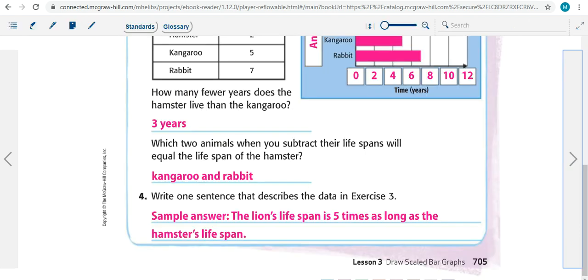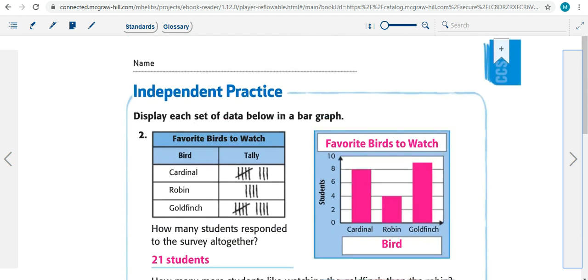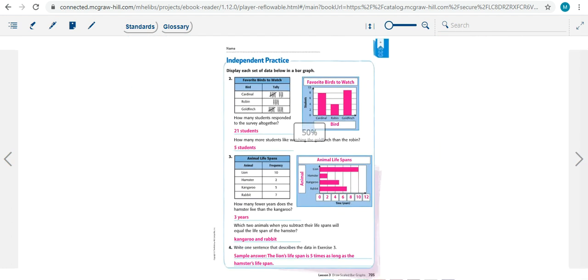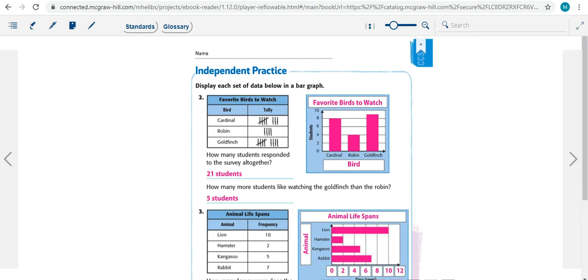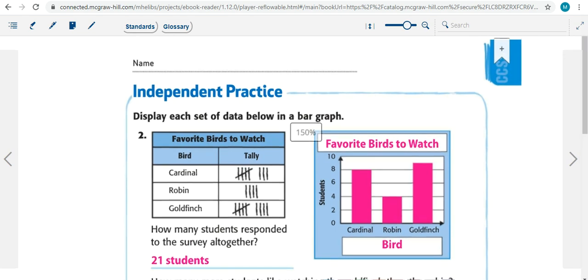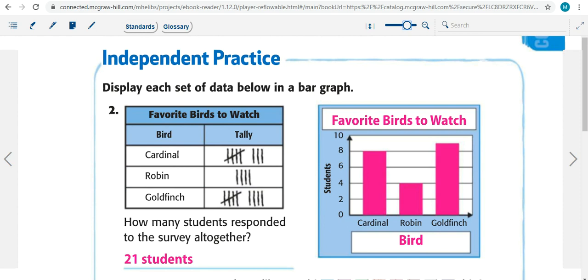Turn your pages, please. Now, independent practice. Display each set of data below in a bar graph. Number 2, favorite birds to watch. As you can see, we're going to complete the scaled bar graph.